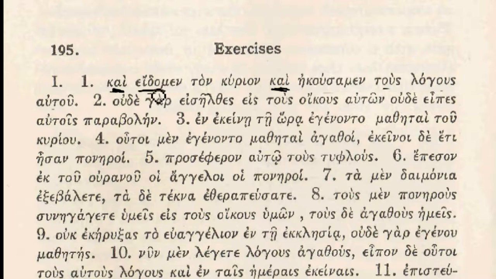Eidomen, of course, I now know that eidon is the aorist of the word blepo, so this is the first person plural ending on the second aorist stem, and it's going to be we saw ton kurion, the Lord, and I'm going to assume that this is both, so we both saw the Lord, kai, and ekousamen. Here's a first aorist from the word akouo, and we heard, tous logous, accusative case, the words of him, or his words. So, we both saw the Lord and heard his words.